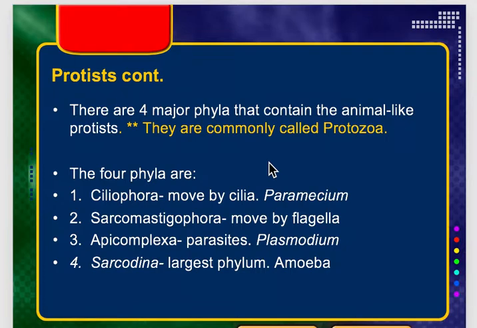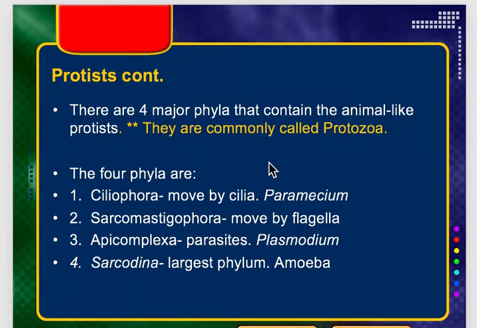So if you use the term protozoan, then those of us that have been over it automatically think, okay, they're the animal-like. So it's sort of identifying, instead of saying they're animal-like, they just say they're protozoans. So there are 4 phyla within protozoa.